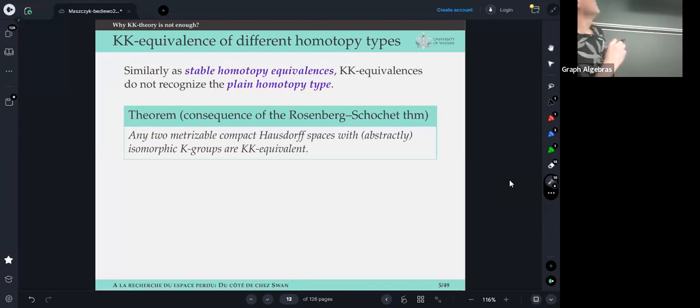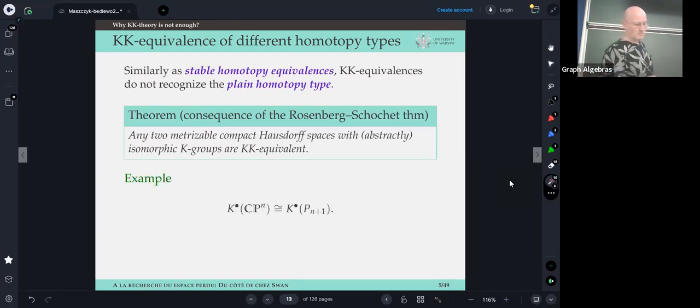Yes, because these generalized maps are rather correspondences than geometric maps between spaces. And the same example as Francesco showed you: if you consider the complex projective space of complex dimension n, it has the same K groups, abelian groups.